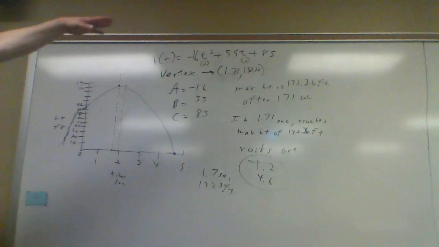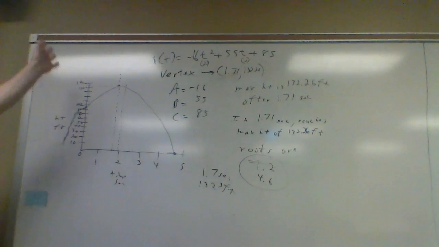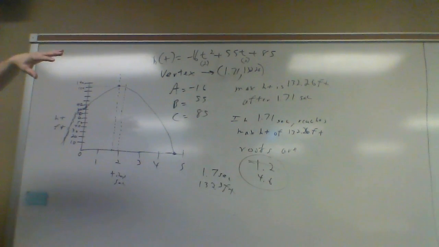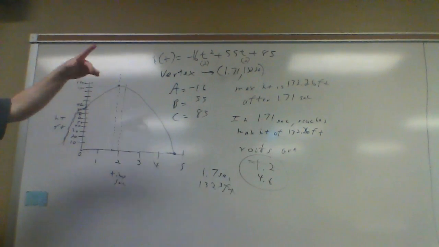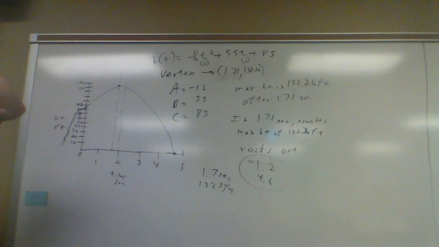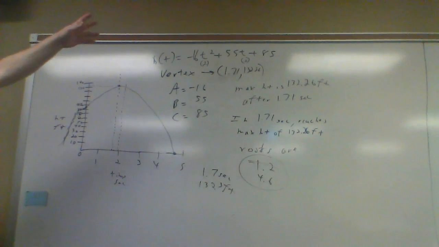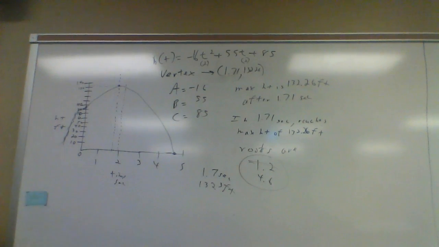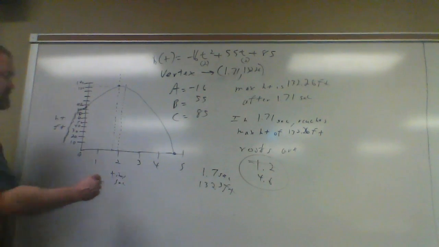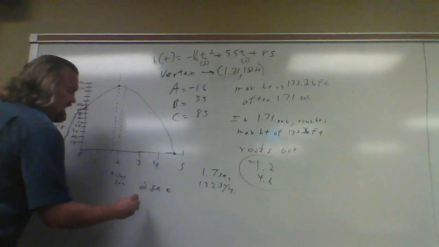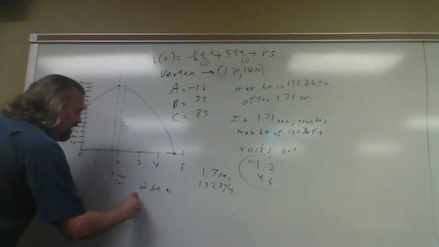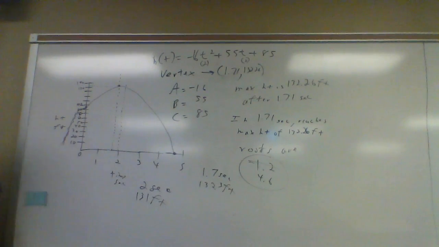So we would do 2 squared, which is 4, times negative 16, which is negative 64. We do 2 times 55, which is 110. We do 110 minus 64, which is 46. And then we do 46 plus 85, which is 131. So in other words, in 2 seconds, it's at, what did I just say? 131? 131 feet. Does that make sense?